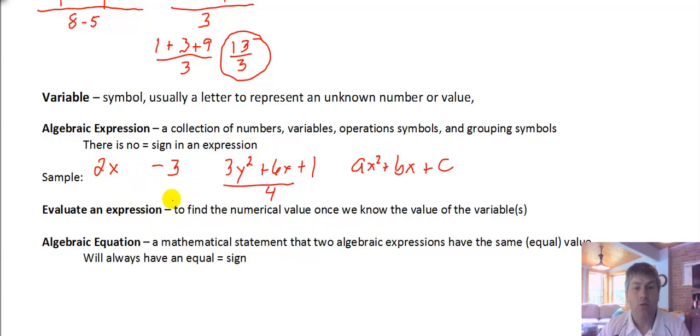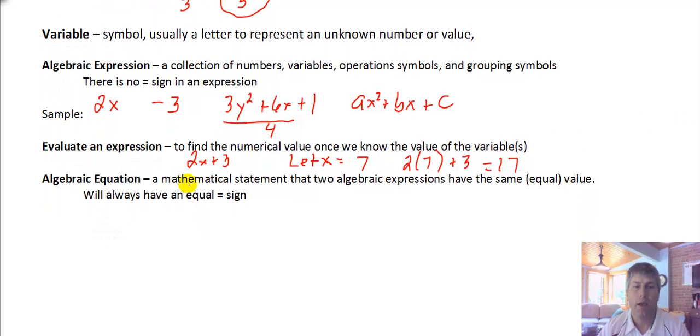Now we can evaluate algebraic expressions, and that's to find the numerical value once we know the value of the variables. So if we had 2x plus 3, and then we said let x equal 7, well, that becomes 2 times 7, because x is 7, plus 3 equals 17. So we have evaluated that expression if x is 7. Okay?